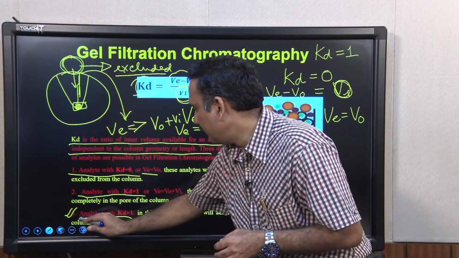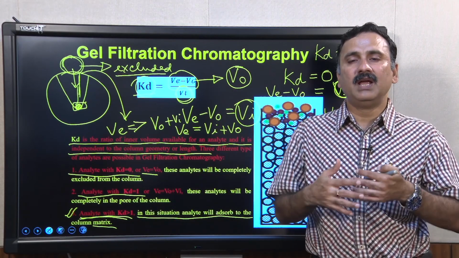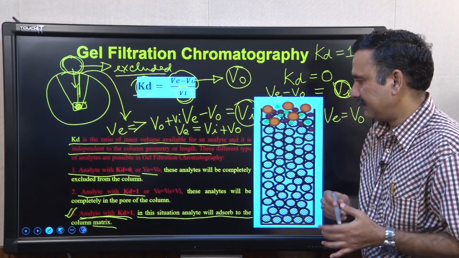So, if you have an analyte where the Kd value is more than 1, in this situation the analyte will adsorb onto the column matrix, and that is actually not a desirable situation as far as gel filtration is concerned.